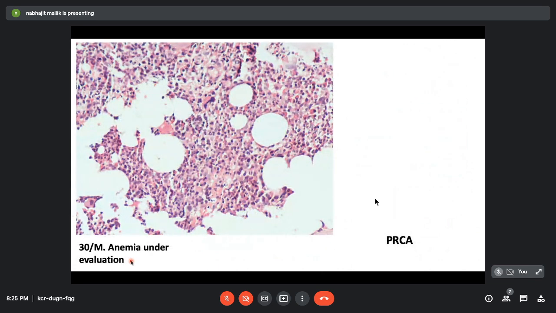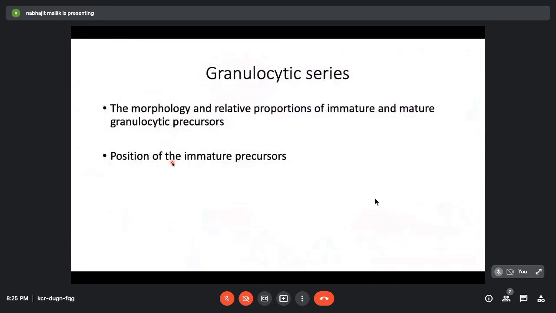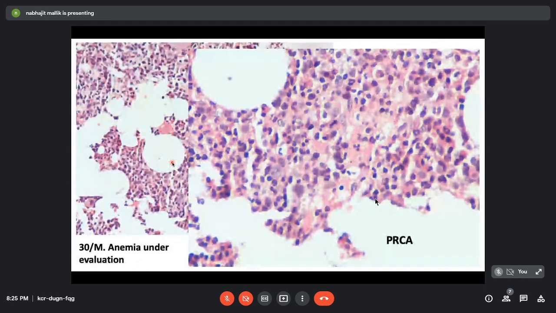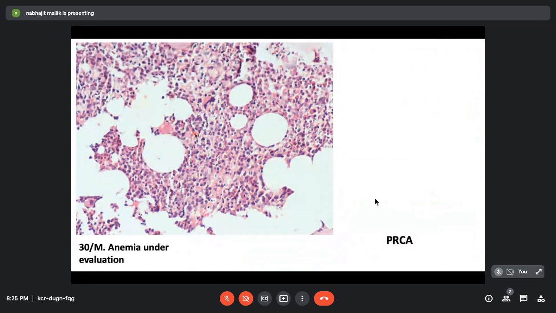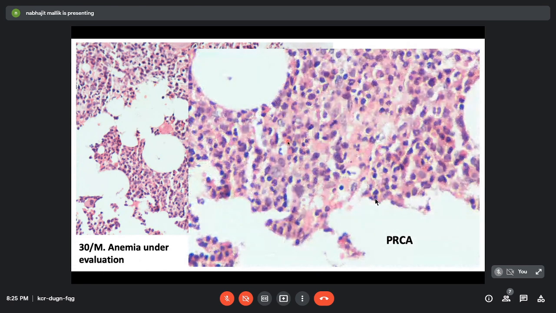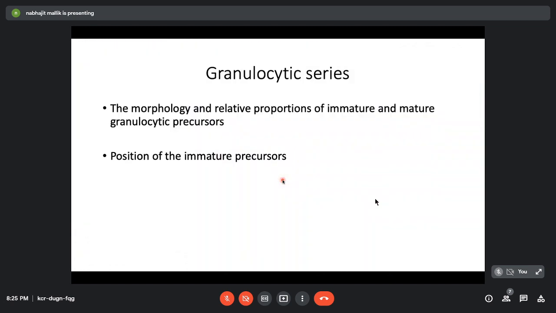Now this is a 30-year-old male with anemia under evaluation, and if we look closely, we can see that there is really no hypocellularity or hypercellularity, but we also see that most of the elements here are granulocytes, and very few erythroid series cells are present. We can see some erythroid series cells which are large and probably megaloblastic. They are probably proerythroblasts, and this patient had pure red cell aplasia.